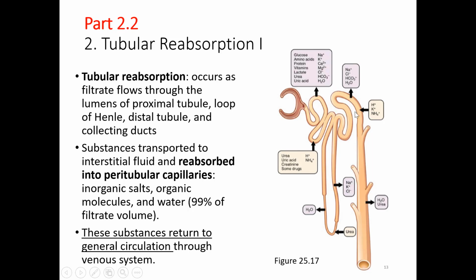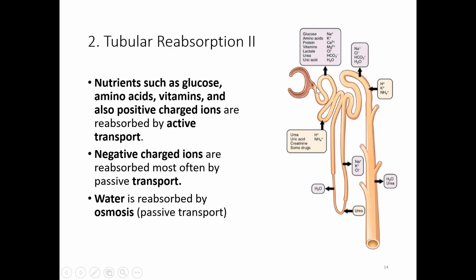Remember, peritubular capillaries are blood vessels right here, and we also have vasa recta going down along those loops of Henle. So inorganic salts are reabsorbed. Organic molecules like glucose and amino acids and water. 99% of the filtrate volume will be returned back to the bloodstream. So these substances return to general circulation through the venous system because both vasa recta and peritubular capillaries enter the veins. Peritubular reabsorption.